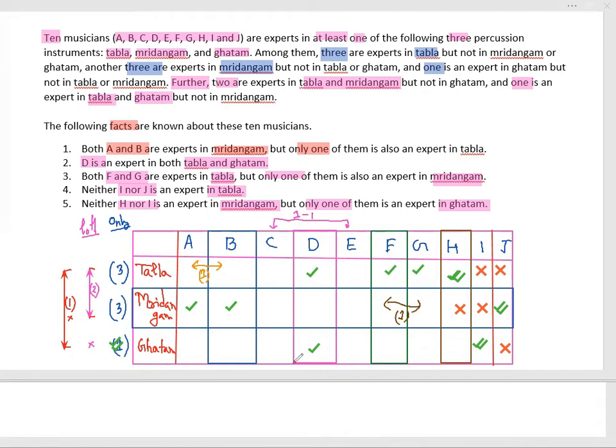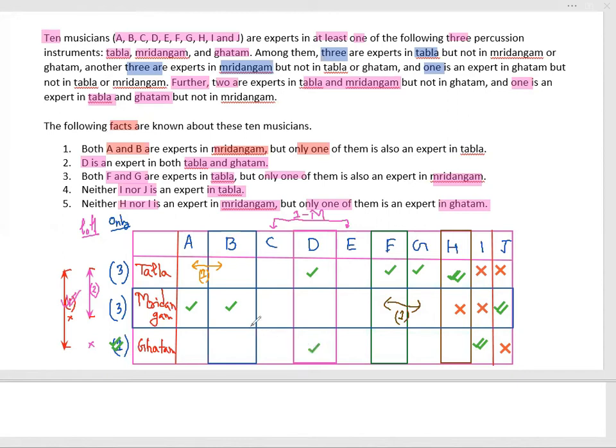Let me write clearly. Yes. And the other one of C or E, which is pending, would definitely be tabla. Why? Because in gatham, this part, only gatham is done, as well as gatham with tabla is also done. D means this part is also over. So this part is over, this part is over. No one would be gatham.